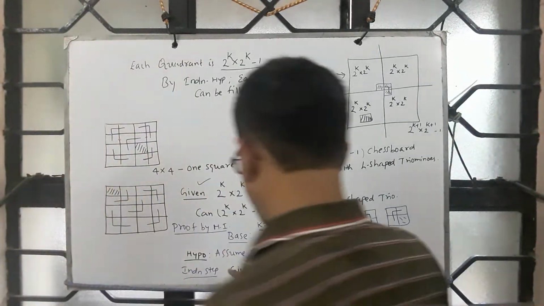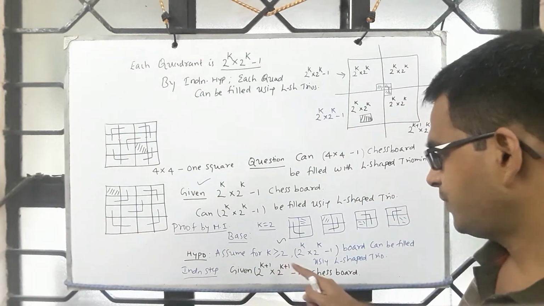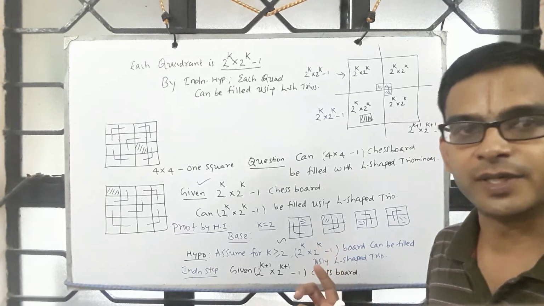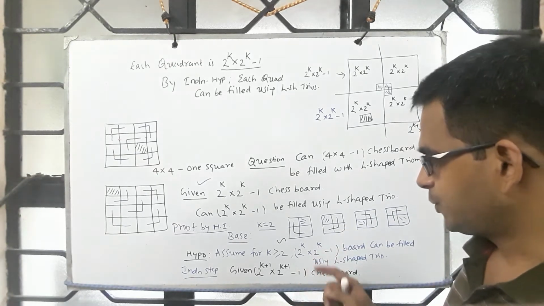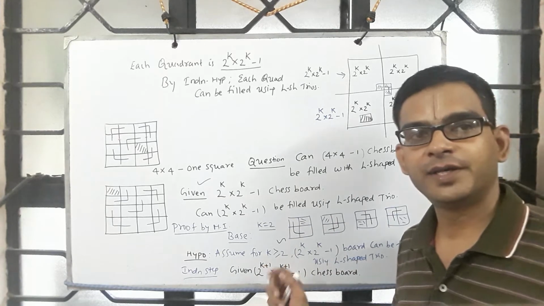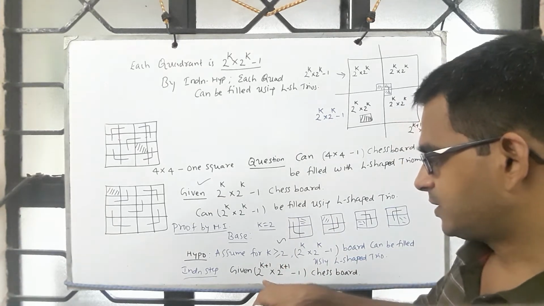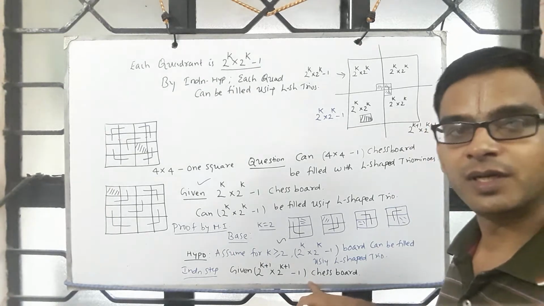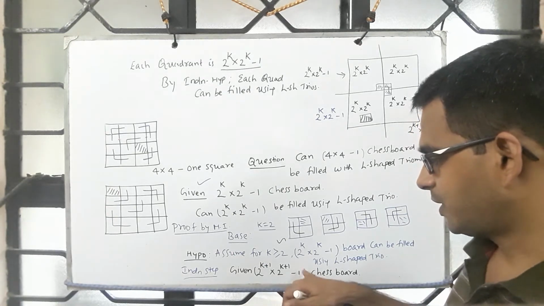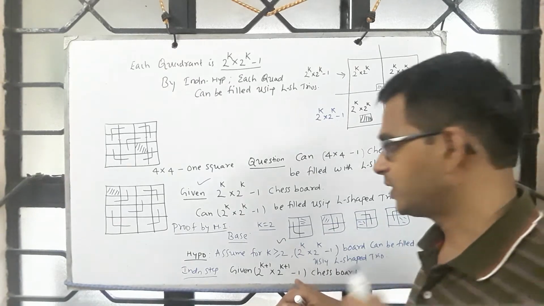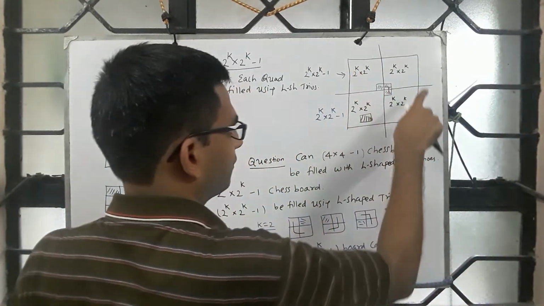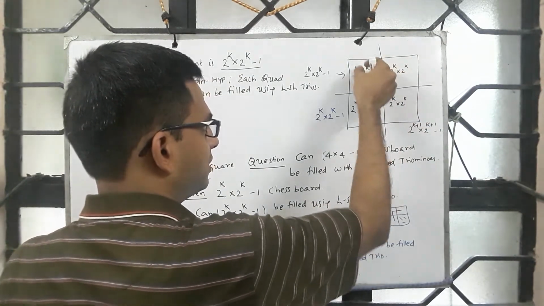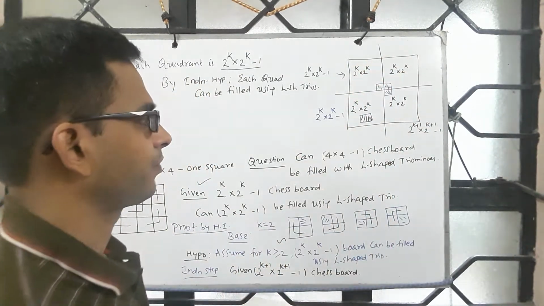Then what I do, I assume for k greater than or equal to 2, 2 power k cross 2 power k minus 1 can be filled using L-shaped triominoes. We should make use of this to complete the induction. Let's take a 2 power k plus 1 into 2 power k plus 1 minus 1 chessboard. The one that we are removing could be any one square. For example, I may remove this, I may remove this, this, it could be anything.